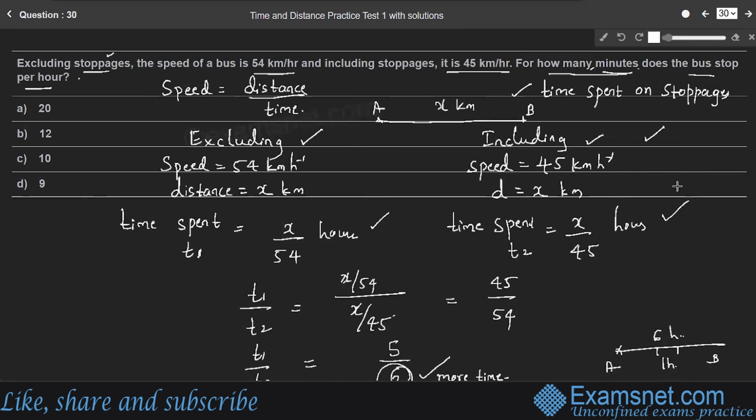Therefore, option C is the right answer. So for 10 minutes, the bus stops per hour. Therefore, option C is the right answer.